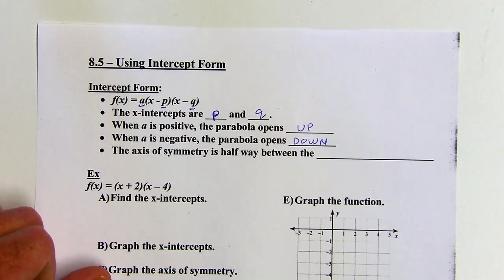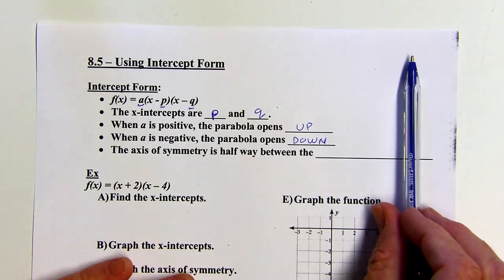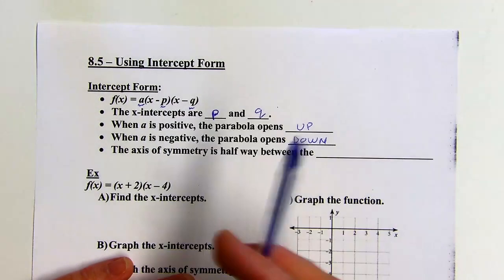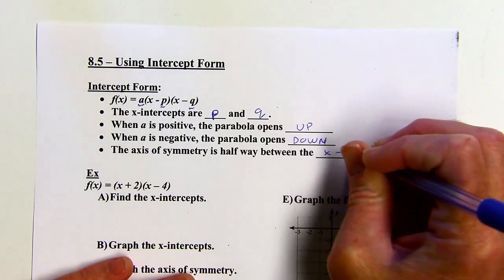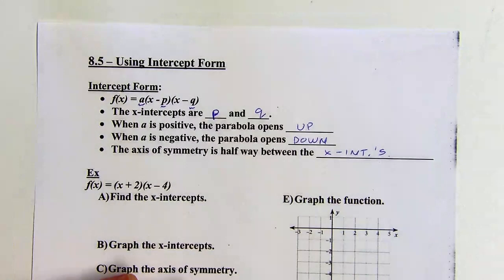Okay, and the axis of symmetry, remember that's the vertical line that's going to be right in the middle of a parabola. And since it's in the middle of the parabola, it means it's going to be halfway between the x-intercepts. So we're going to use that concept to help us find it. Okay, halfway between the x-intercepts.